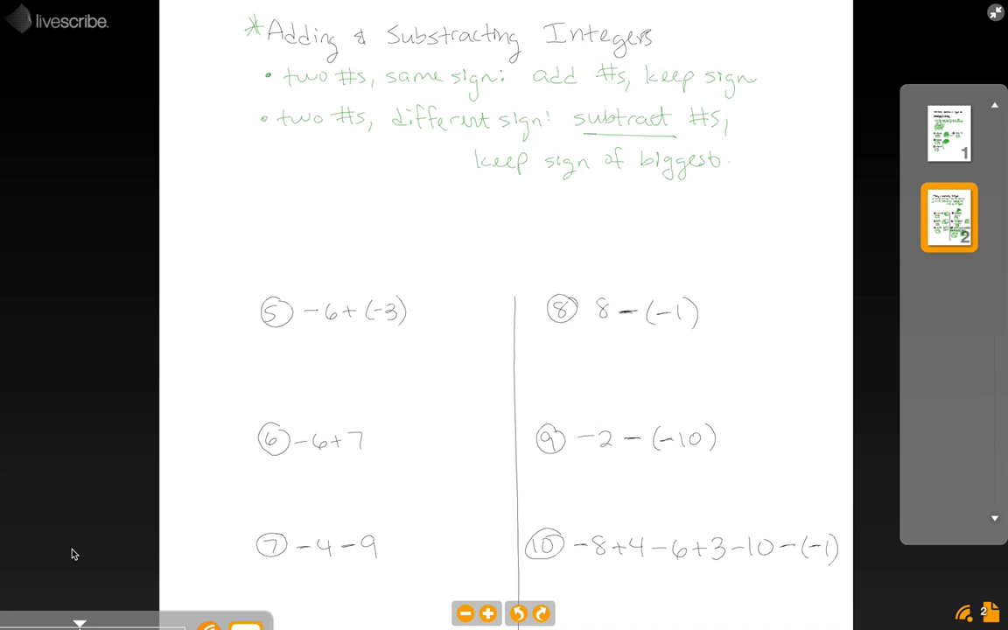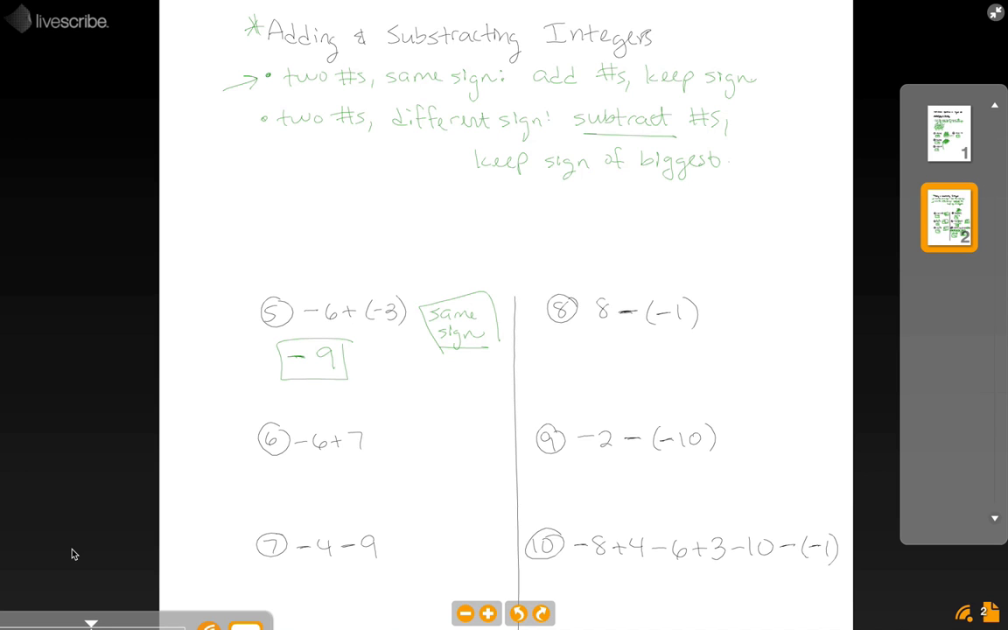So let's take a look at example 5 here, in which I have a -6 plus a -3. So I'm adding two numbers with the same sign. If I look back to my rules, if I have two numbers with the same sign, I have to add the two numbers and keep the negative sign. So I'm going to keep the negative sign and just add my two numbers. 6 plus 3 is 9.